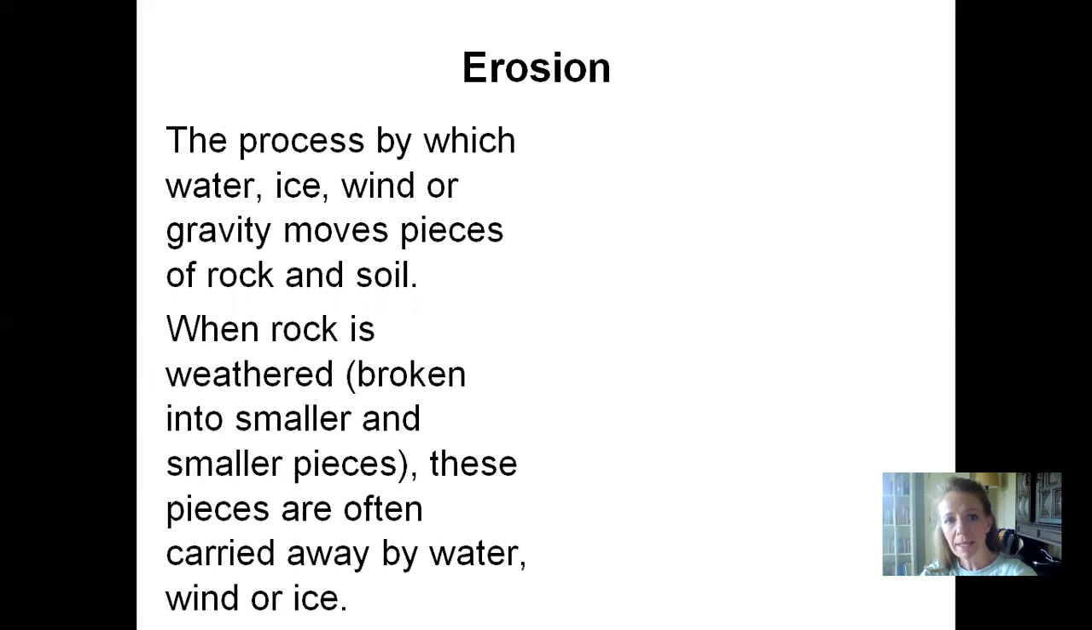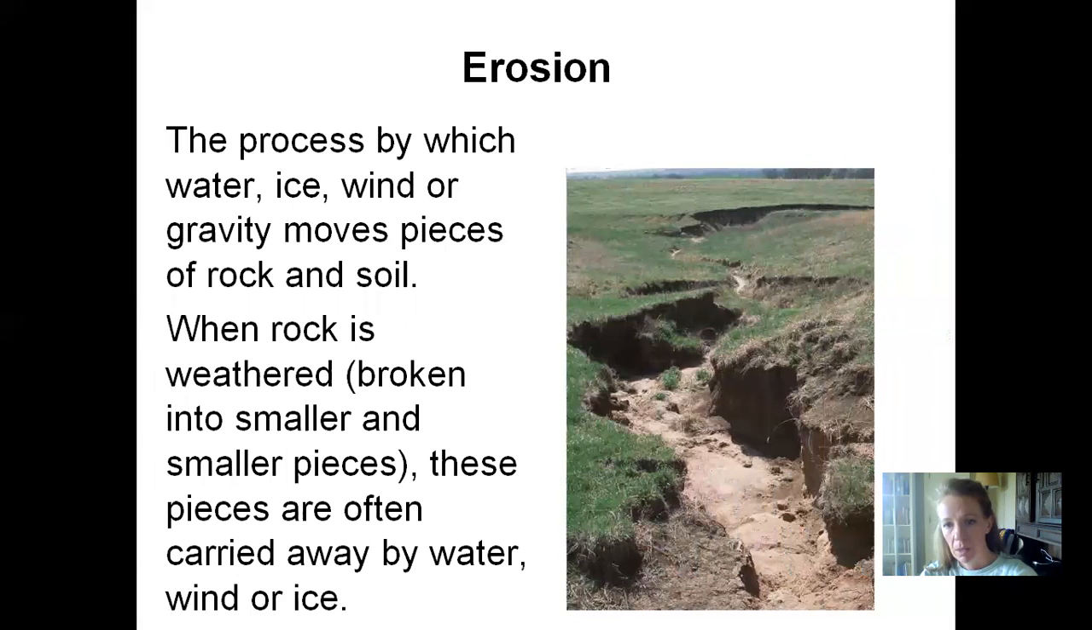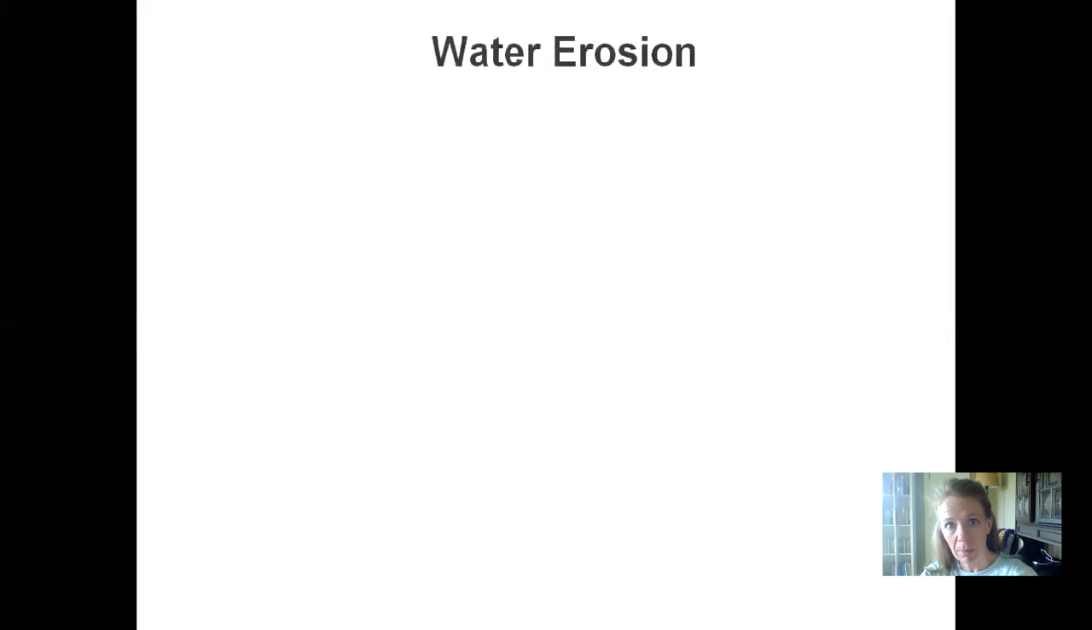When rock is weathered or broken, these pieces are often carried away by water, wind, or ice. So the erosion here is the movement of the sand or rock particles down at the bottom of this valley. I can't tell how big it is. So water erosion is an example.